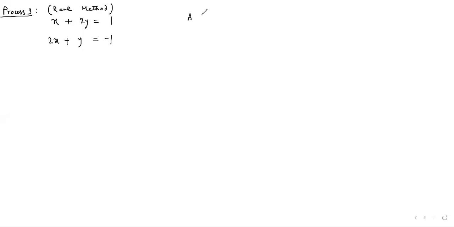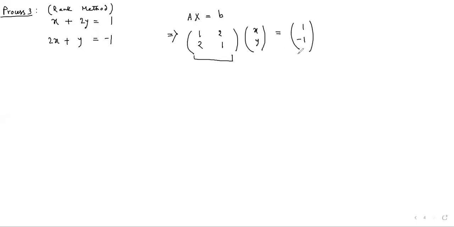As usual, the equation is given by the following matrix representation. Let me write the matrix representation over here: 1, 2, 2, 1, and here the column matrix is x, y, and here the column matrix is 1, -1. If you are thinking of vector space, I'll say that this is a vector, this is a vector, this is also a vector. Remember, this is also a vector.